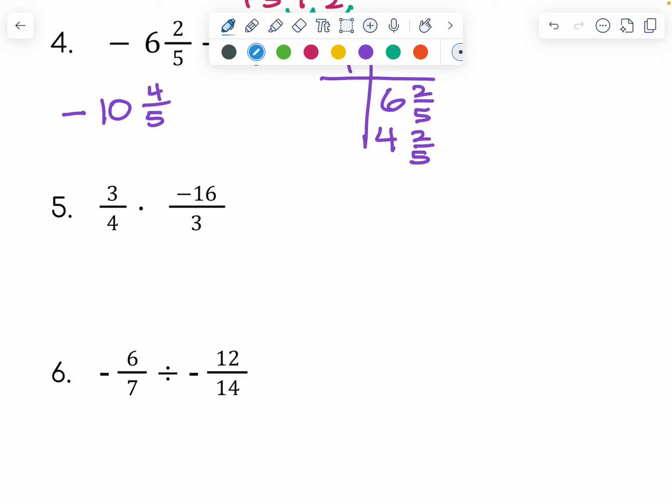I think we should cross cancel first. Cross canceling is just simplifying or dividing first. 3 goes into 3 one time. Now let's look the other direction. 4 and 16, 4 goes into both of them. 4 goes into 4 once. 4 goes into 16 4 times. So if I multiply straight across, I get 1 times a negative 4, 1 times 1. Oh, that's just negative 4.